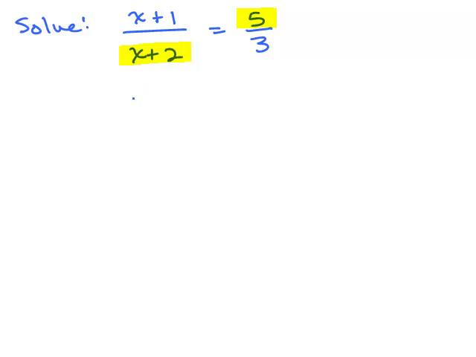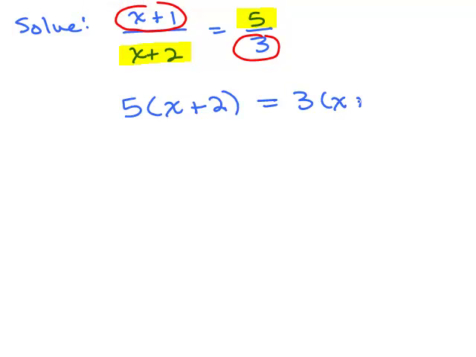So how about 5 times x plus 2? And then I'm going to multiply the other numerator by the other denominator. So I'm going to do 3 times x plus 1. Okay? And then we're just going to simplify each side to see what kind of an equation this is.